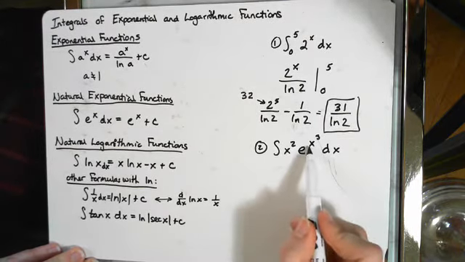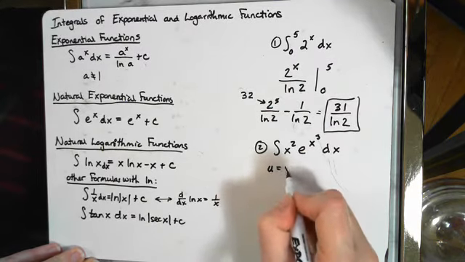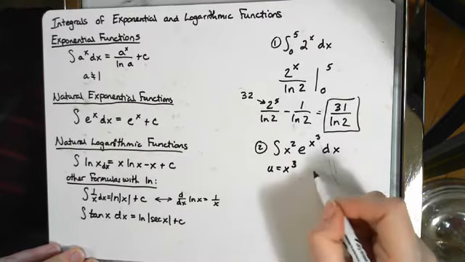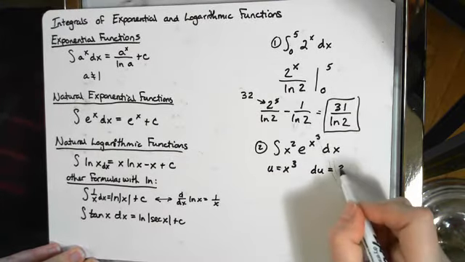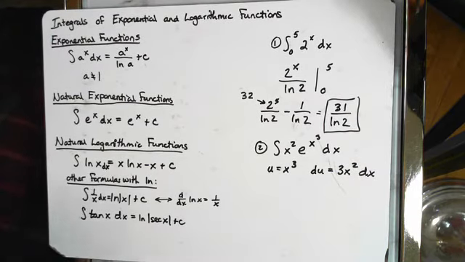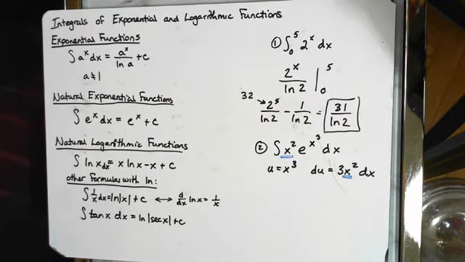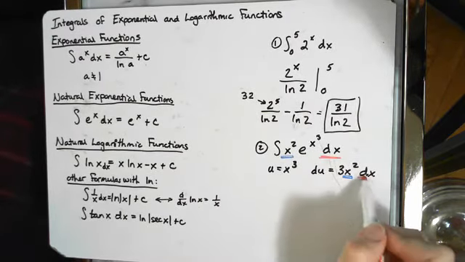So I notice my inside function is going to be this x cubed here. So I'm going to let u equal x cubed. The derivative of that is 3x squared dx. Now notice almost all of that shows up in my original integral, except for that 3. So when I'm looking for things to replace, I notice that I have this x squared here, which matches. And I notice that I have the dx here, which matches.